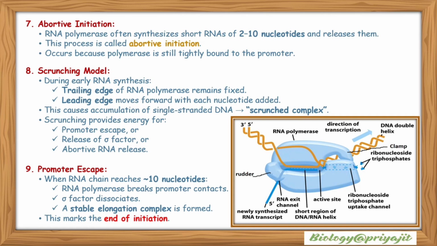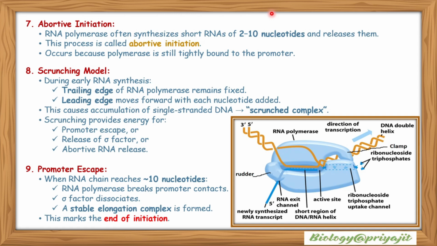So what does the scrunching model explain? It explains how RNA polymerase starts transcription and escapes from the promoter during initiation in prokaryotes. What happens in the scrunching model? Firstly, during initiation, RNA polymerase binds tightly to the promoter. The trailing end of RNA polymerase remains fixed on the promoter, and the leading end of the RNA polymerase moves forward as the RNA synthesis begins.